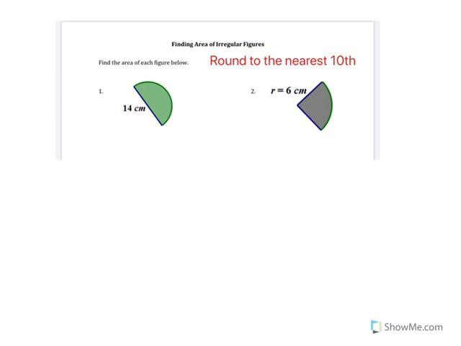So these first two figures come from the circle, and since the first example we have is half of a circle, we're going to take the area of a circle, which we know the formula is area equals pi r squared, and since it's half of a circle, we're just going to divide by 2. So the first thing that we have to figure out is what is the radius. Since it says 14 centimeters is the diameter, then the radius is going to equal 7 centimeters because the radius is half of your diameter.